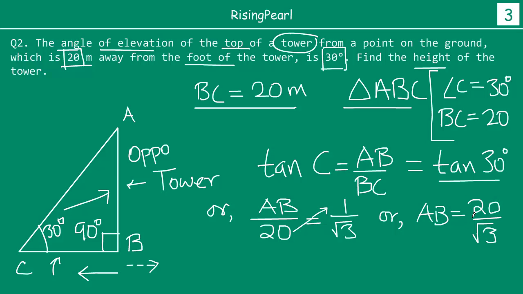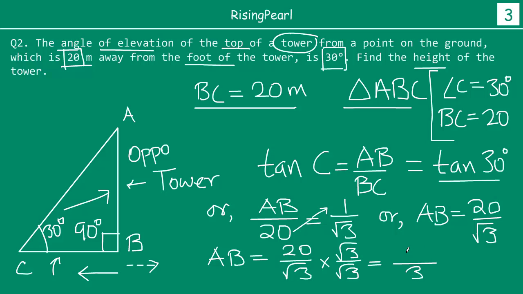Now we would want to rationalize the denominator. It is just a common practice. We don't want to have the denominator as an irrational number. So we can simply say that AB is equal to 20 divided by square root 3. To make it a rational number, we multiply denominator and numerator by square root 3, so that the denominator becomes 3, which is a rational number and not an irrational number, and the numerator becomes 20 times square root 3. So this many meters is the height of the tower.